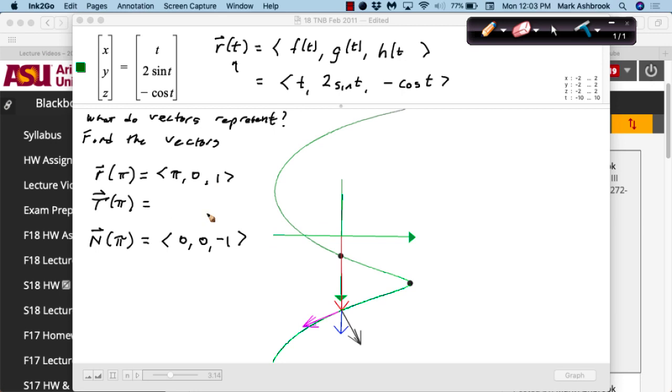So we're going to do the vector derivative function, and then unitize it, or make it have a length of 1. So r prime is 1, 2 cosine, and positive sine. We can do two things. We could find the unit tangent function and then plug in pi, or we just find this vector at pi and then unitize that.